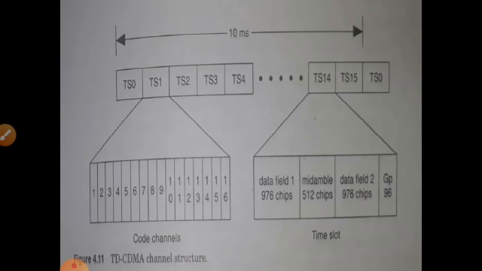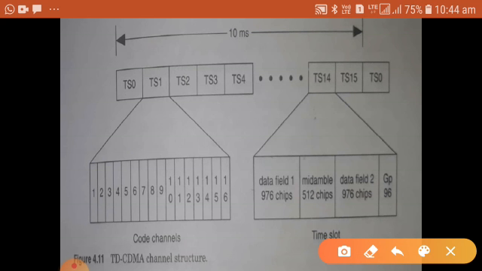So this is the TD-CDMA channel structure. This portion will be the code channel, and this portion will be the time slot, consisting of 4 fields: data field 1, midamble, data field 2 and GP. There is no explanation needed for this, just draw the diagram alone.